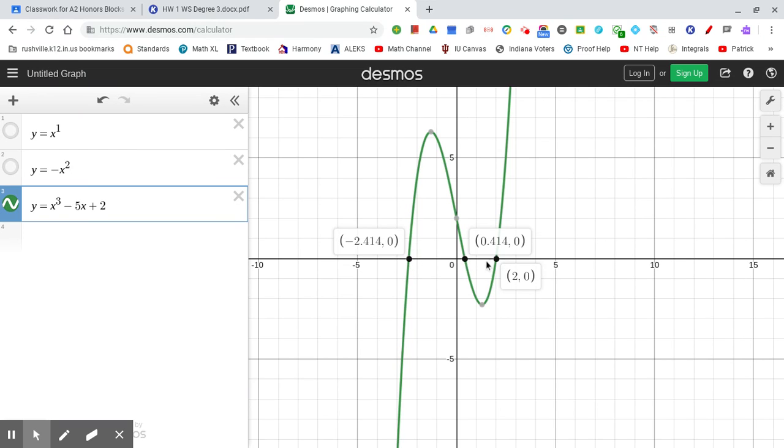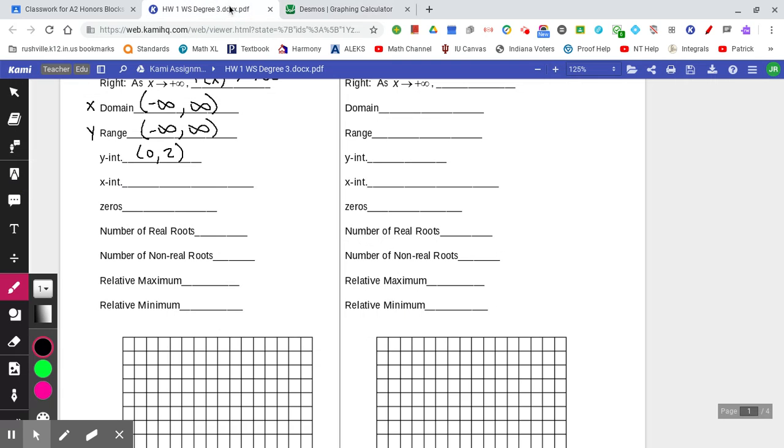Here we have 3 x-intercepts. All I had to do is click on them, and then now I'm just going to write them down. My x-intercepts as ordered pairs are negative 2.414, comma 0. The next one, notice I'm going from left to right, just like I read, just like I write, okay, left to right. So I'm going to do my smallest to my largest. So next I have 0.414, comma 0, and the largest one was at 2, comma 0.